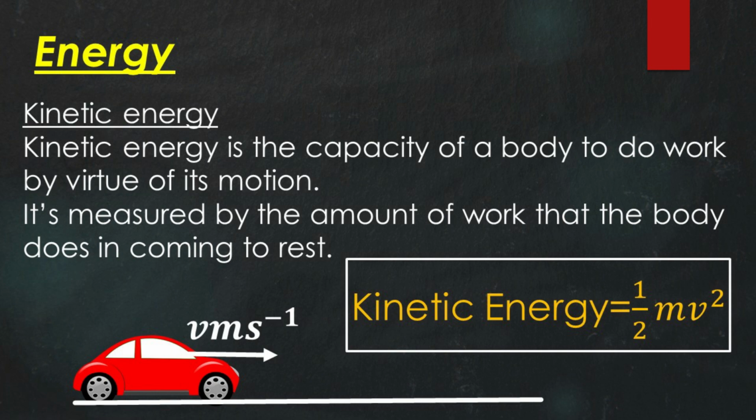The first thing is kinetic energy. What is kinetic energy? Kinetic energy is the capacity of a body to do work by virtue of its motion. It's measured by the amount of work that the body does in coming to rest. So the kinetic energy is half m v squared. This is the formula of kinetic energy. When a vehicle is moving on a road, that means the vehicle has kinetic energy.